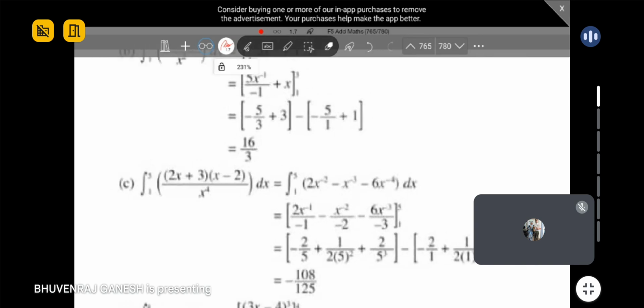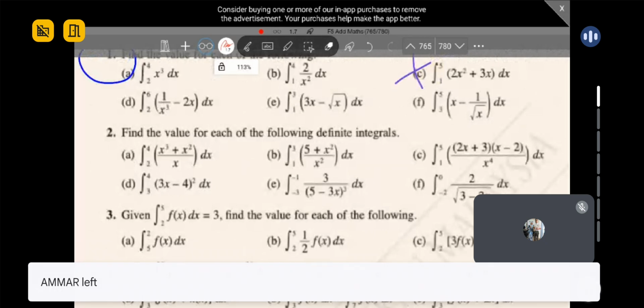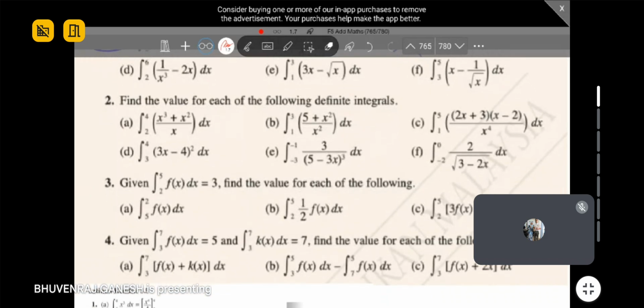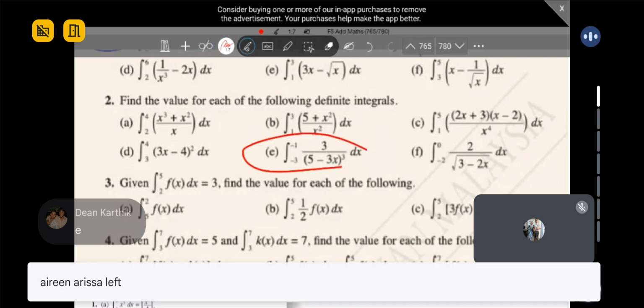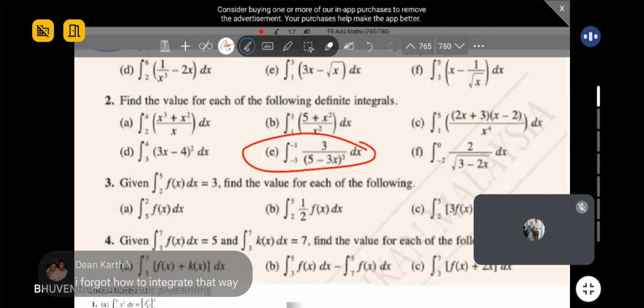Okay? So go back to question 2. Any other question you find difficult? Question 2? No, sir. The rest? Any other part you find difficult? Question 2? E. Okay? Actually, E is not difficult. Okay, guys. For question E, what is the first step I must do?